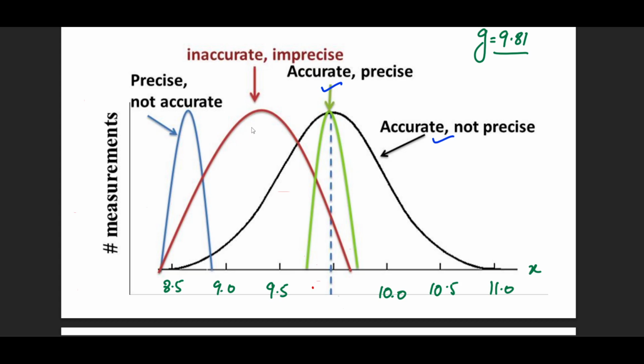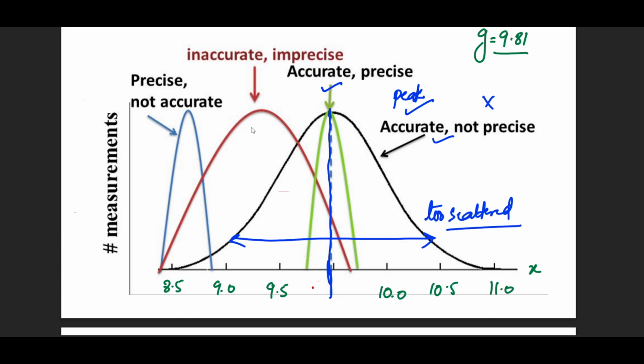Now, are we getting the true answer? Do we have a peak at the correct answer? Yes, there is a peak. There is a plateau on the true answer. So this is accurate. But is it precise? No, this is not precise. Why? Because the data is too scattered. And if it is scattered, my confidence in the final answer goes low.